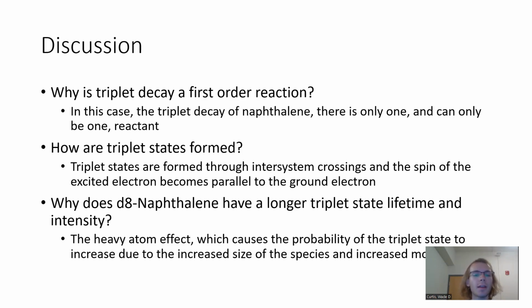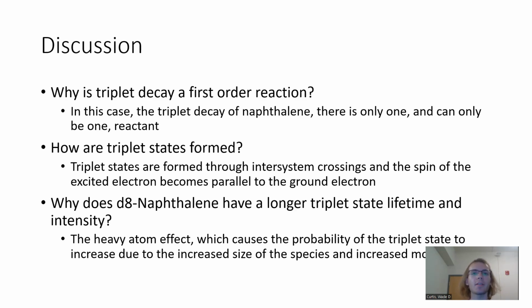So comparing deuterated naphthalene to naphthalene, you see that the difference is the deuterium and hydrogen. Deuterium is 2 times heavier than hydrogen, so it would have a greater heavy atom effect, which would, of course, increase the lifetime and intensity of the triplet state, which is why deuterated naphthalene has a longer triplet state lifetime and intensity than naphthalene.